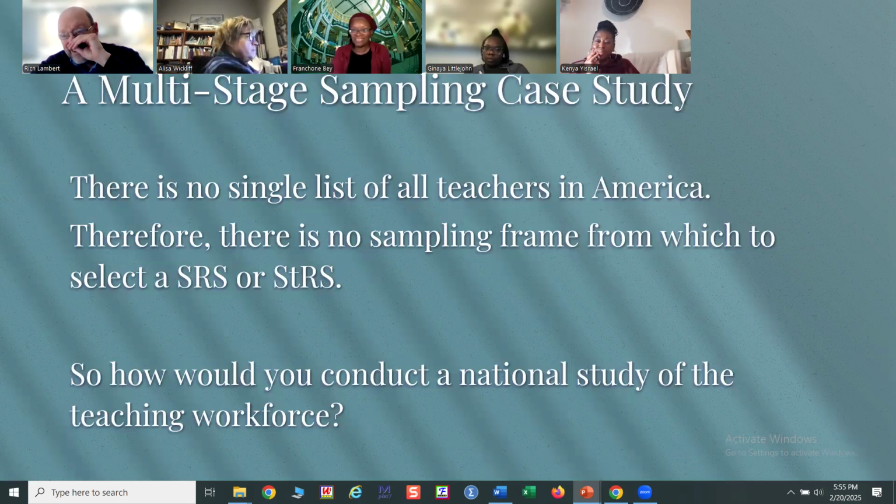Anybody else? What have we been talking about tonight? Either doing multiple stages or doing clusters, right? So do you think either of those would work? Well, it's a rhetorical question. The answer is yes, but I want you to think creatively about how we might go about this. So if we don't have a list of all the teachers in America, what do we have a list of?